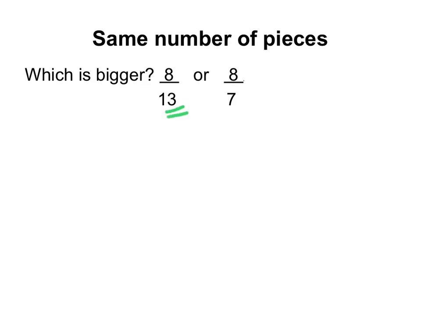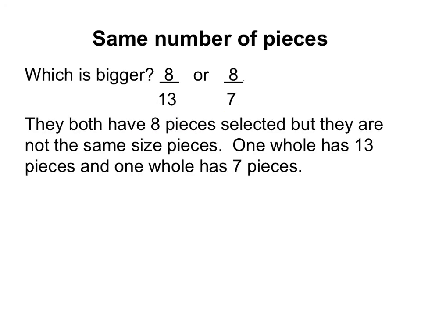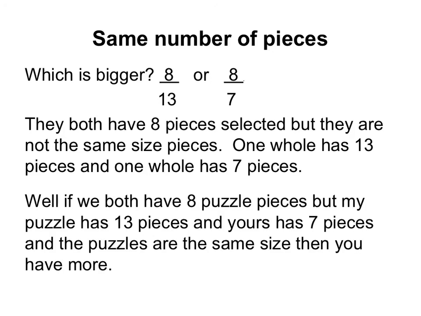If I have 13 pieces in my cake, those are going to be smaller pieces than if I have 7 pieces in my cake. So 8/13 means 8 smaller pieces. 8/7 means 8 bigger pieces. So one whole has 13, one whole has 7, but they have the same number of pieces selected. So if we both have 8 puzzle pieces, but my puzzle pieces are smaller because I have 13 pieces in my puzzle, and yours has 7 pieces in a puzzle, then they're not the same size. 8/7 is bigger.